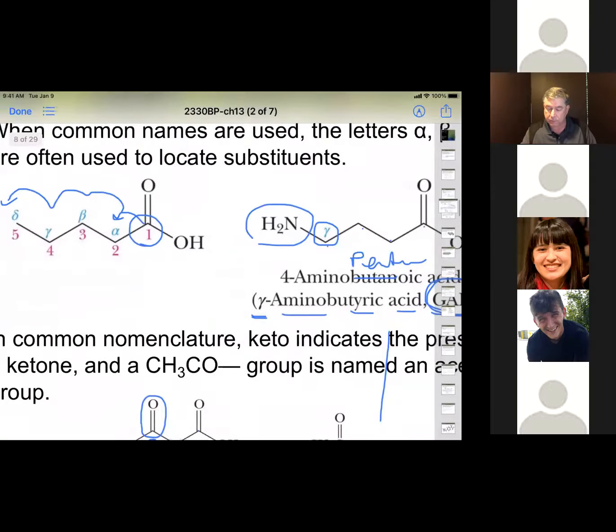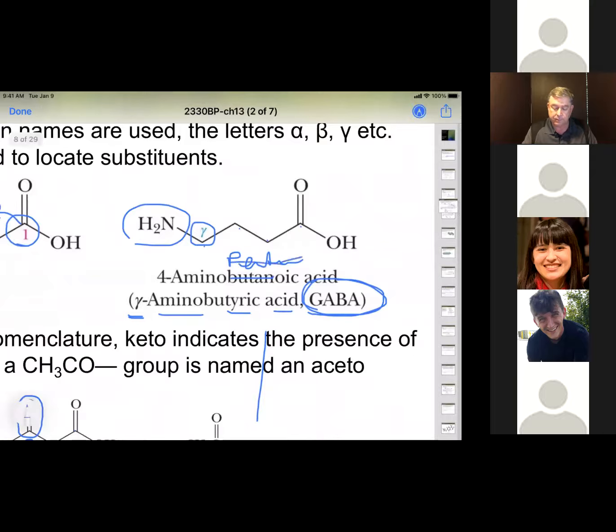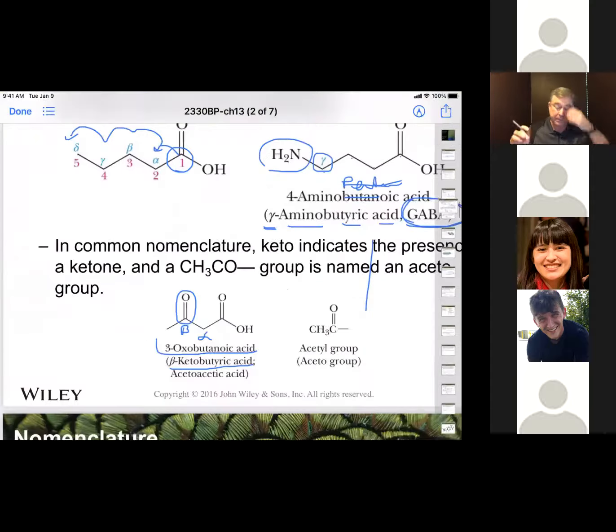That is 1, 2, 3, 4. Oh no, there's 4 carbons there. I'm sorry. We switched out a methyl group. We switched out the last methylene here for the amino group. That's what it was. I'm sorry. And so we call this actually acetoacetic acid because this little group right here, we sometimes call the acetyl group.